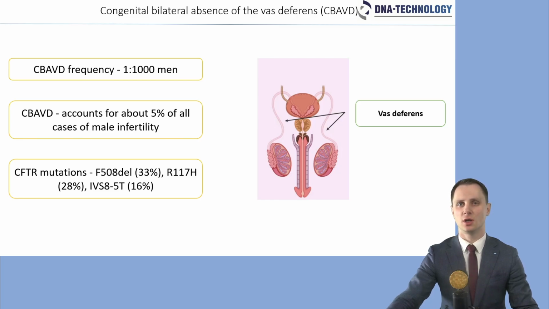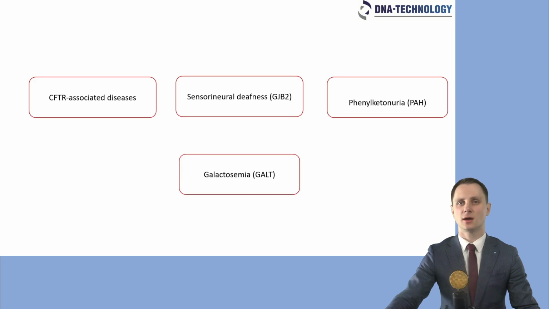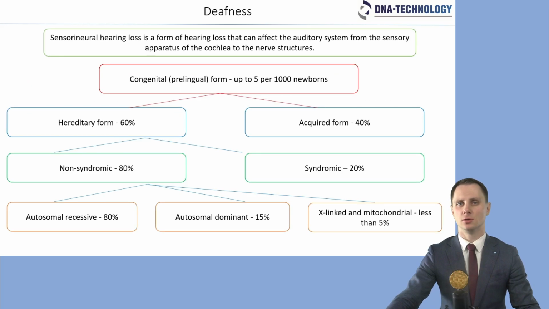R117H point mutation, and variation in the number of nucleotide repeats. Another common autosomal recessive disorder is GJB2 related hearing loss. Sensorineural hearing loss is a form of hearing loss that can affect the auditory system from the sensory apparatus of the cochlea to the nerves.